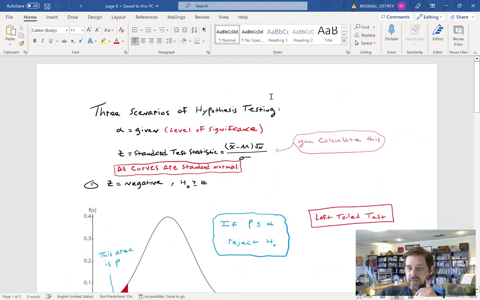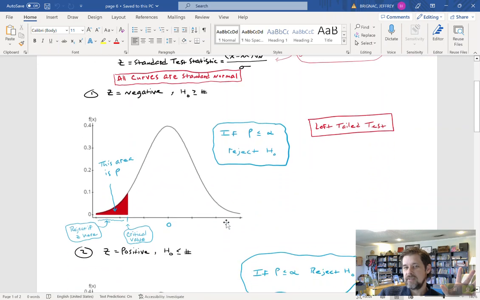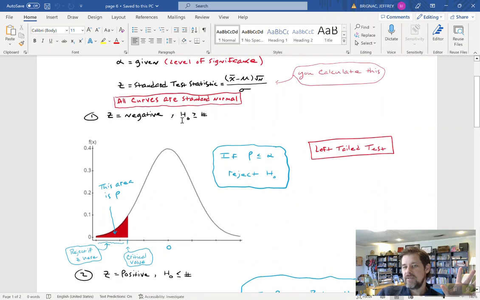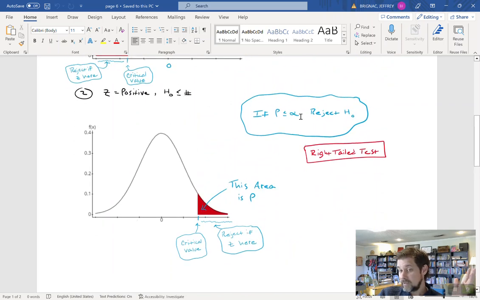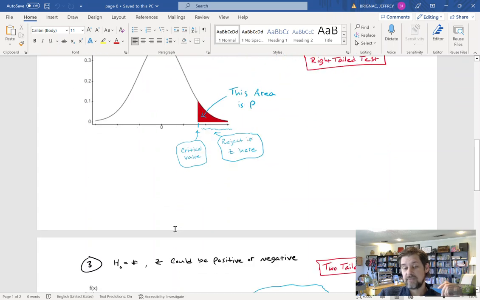So here in my own notes, 3 scenarios of hypothesis testing. Either you'll be given that H naught is greater than or equal to a number, that'll be a left-tailed test. Here's how that works. H naught is less than or equal to a number, that's a right-tailed test.